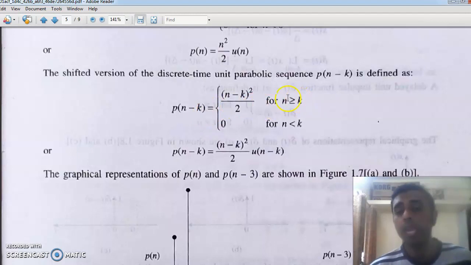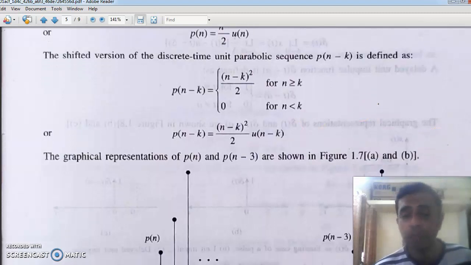So the starting point is at n is equal to k. From n is equal to k, it has this value. So this value exists for n greater than or equal to k. Otherwise, in the sense, for n less than k, the value is 0. So this is by definition. p of n minus k is nothing but n minus k the whole square by 2, and this point is taken care of by u of n minus k. In the previous case it was multiplied by u of n, now it should be multiplied by u of n minus k, that is n is replaced by n minus k.